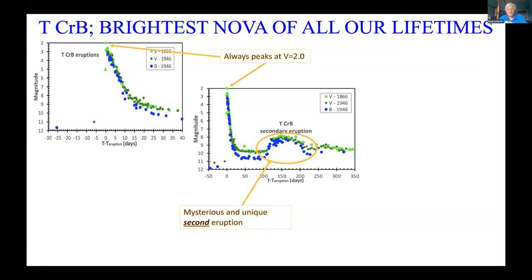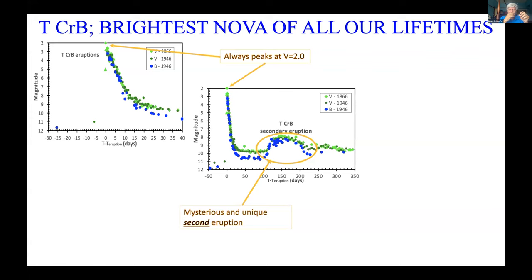So this is clearly not randomness. There's something going on to make the timing of this secondary eruption identical, 80 years apart. Let me tell you, theorists have no idea what's going on with it. I've heard a lot of speculation. I can disprove them all, but something's going on. We have no idea what it is. It's a mystery. And this secondary eruption is completely unique to T CrB. No other nova has shown anything like this. So that's what you get from the photometry here.